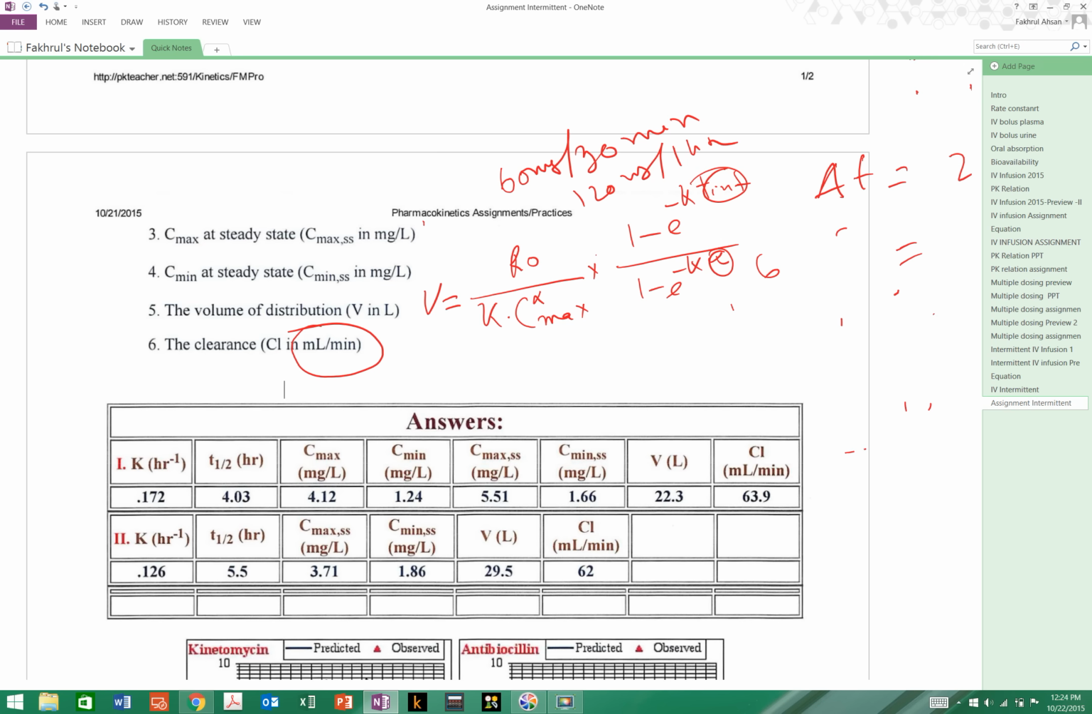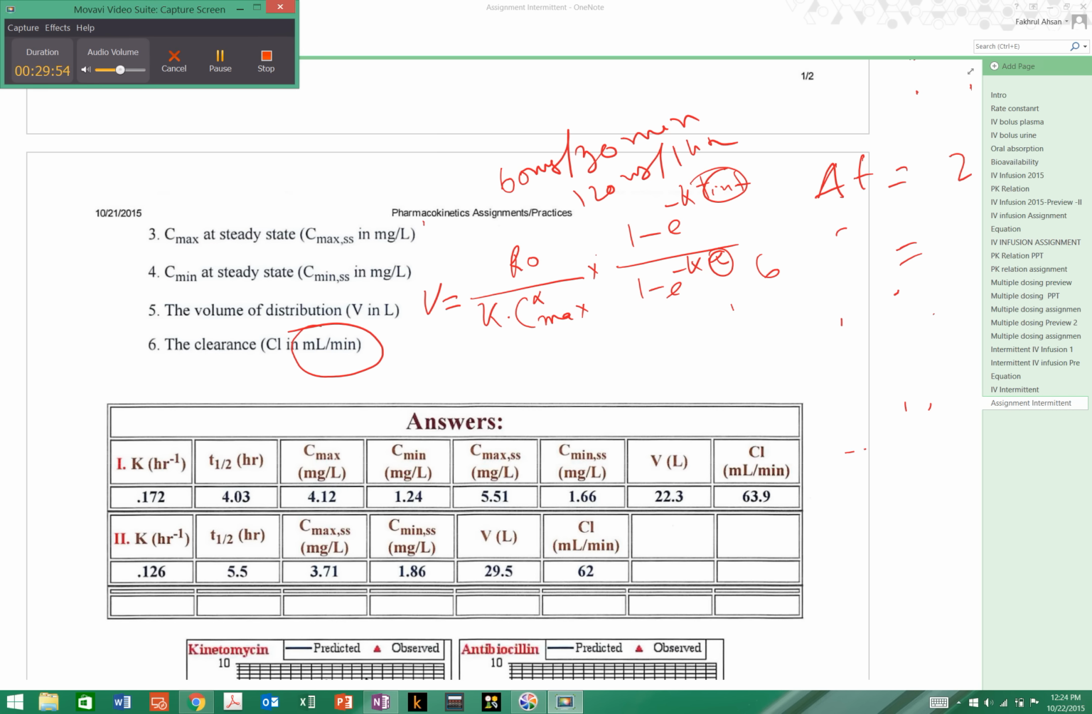So this is all about intermittent IV infusion, and with this we are done with all the videos and related things with intermittent IV infusion. I hope this helps. If I have made any mistake, or misspoken, or it was confusing, just let me know. It would help me and it will help the next generation of students.